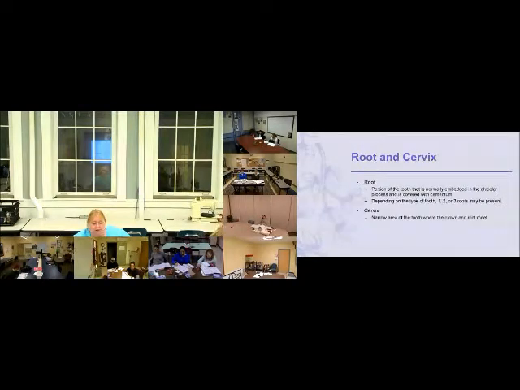Okay. And there are different numbers of roots depending on the type of tooth. Either 1, 2, or 3 roots may be present. The word bifurcation says that there are 2 roots. It means where the 2 roots split. The word trifurcation means that there are 3 roots, and it's where those roots divide or split into 3.